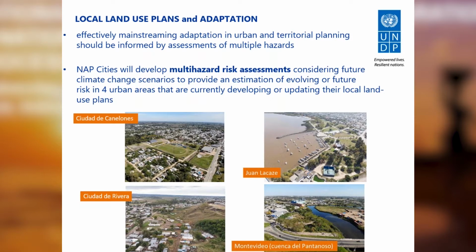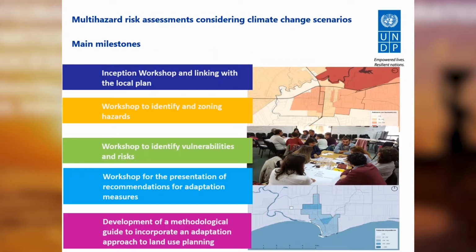To carry out these multi-hazard risk assessments, collaboration partnerships have been established by the ministry with the local governments through the NAP Cities project. And just to inform, the main milestones of the assessment are, for example, the inception workshop and linking with the local plan. Another workshop to identify and zone hazards, and as you may see, this is a participatory process. Then a workshop to identify vulnerabilities and risks. Then a workshop for the presentation of recommendations for adaptation measures.